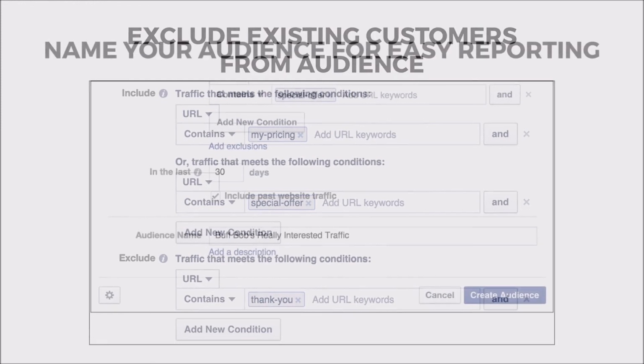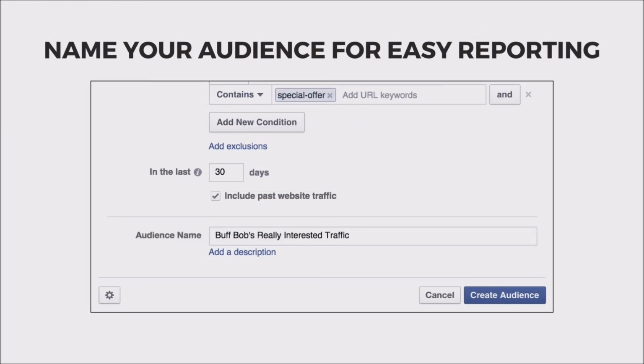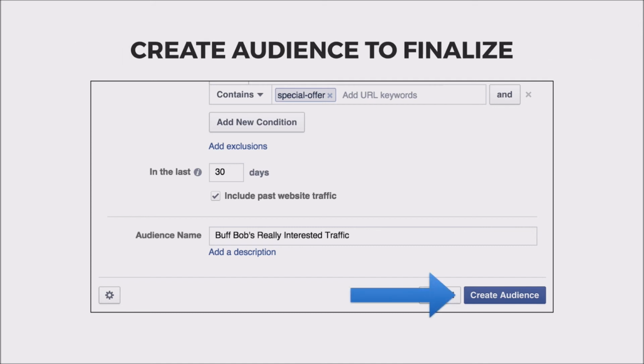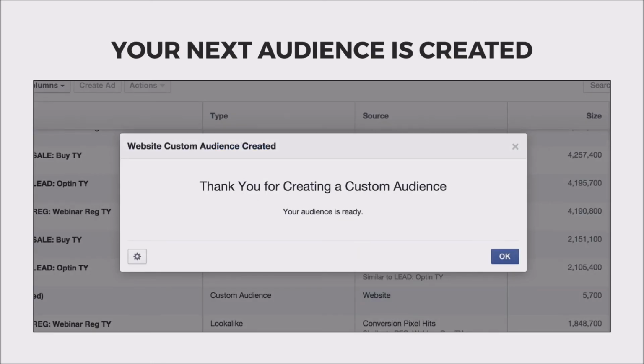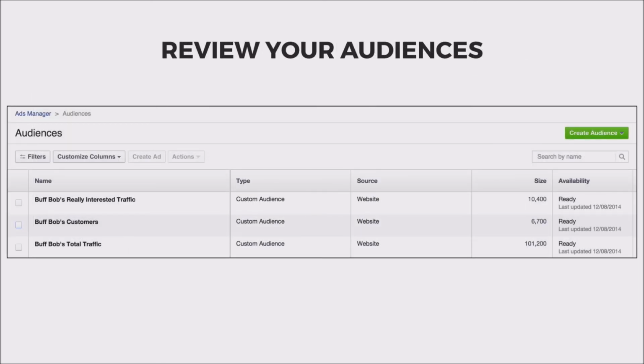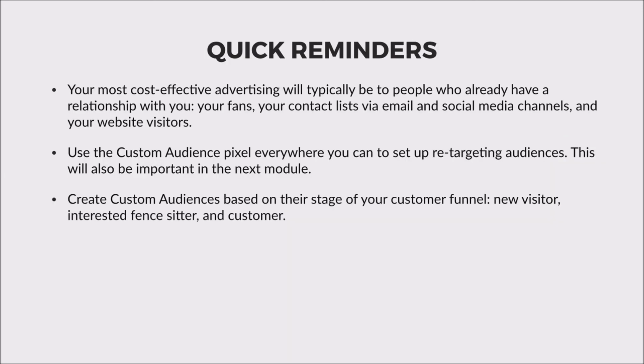Choose your time window for considering someone who's interested. I recommend 30 days. Then name your audience for easy targeting when you create your campaigns later. Click Create Audience to finalize this custom audience. Review your custom audiences and repeat this process anytime in the future to fine-tune who you want to reach with your advertising. At this point, you could skip directly towards making your high-converting landing pages and creating ads.